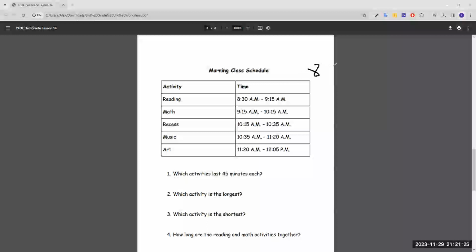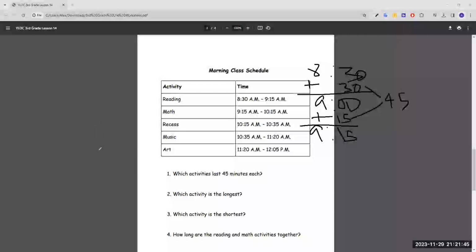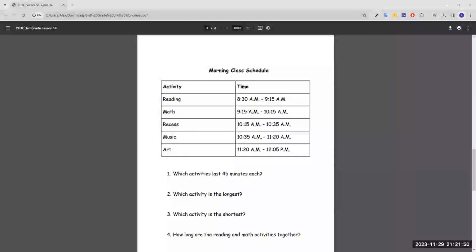And we know that 8:30, to get to 9 from 8:30, we can just add 30 minutes. And now that's 9. And to get to 15, we add 15 to 9. And then these two combined would get us 45 minutes. So reading is one of the activities that lasts 45 minutes. Now, we see here that math wouldn't last 45 minutes because the minutes are the same, yet the hours are different, which means that the answer is greater than 1 hour or equal to 1 hour.